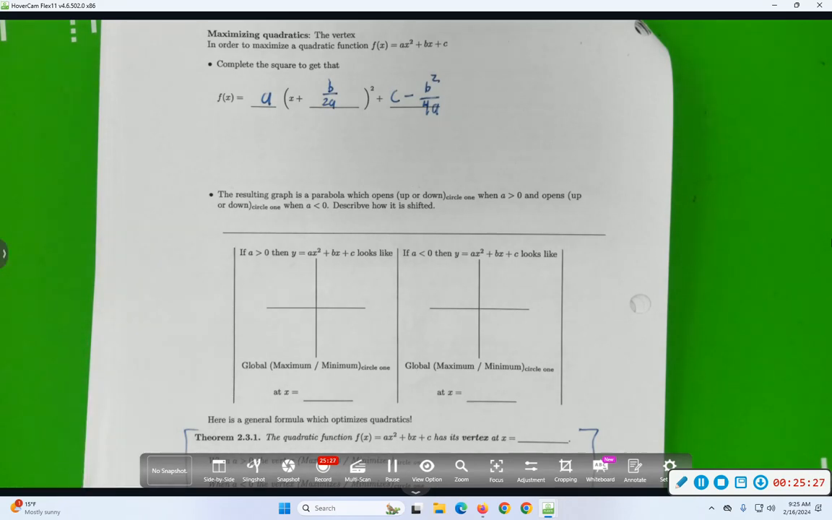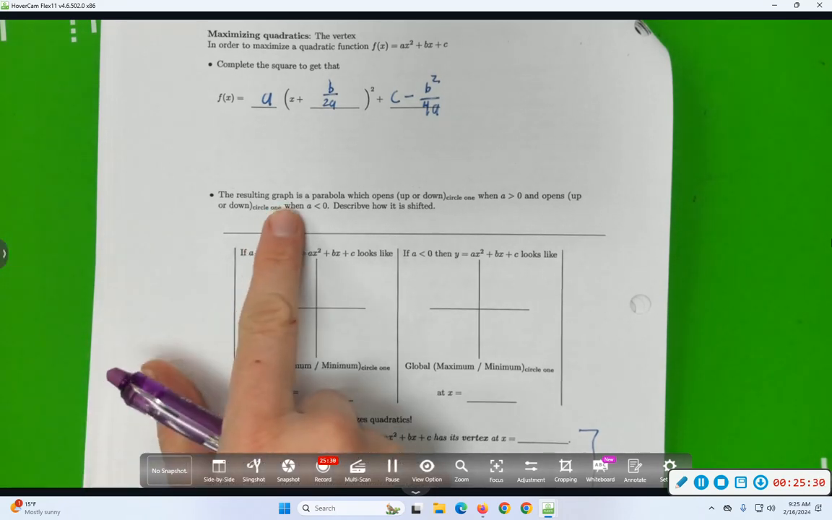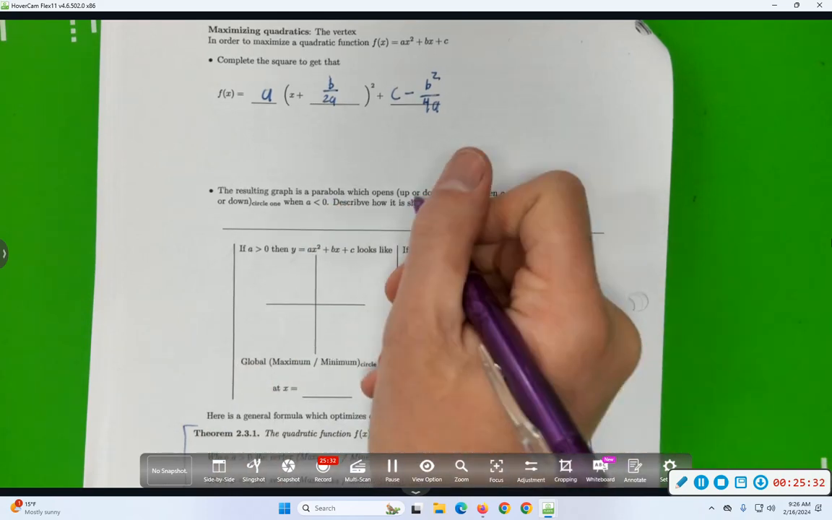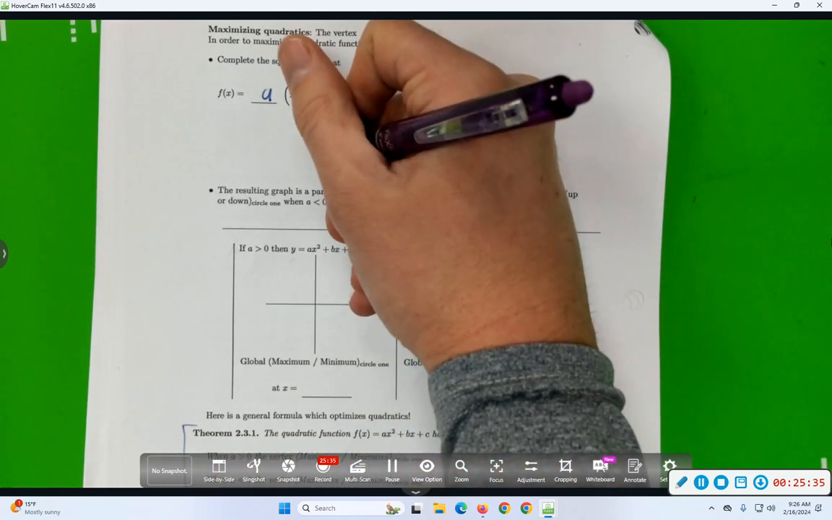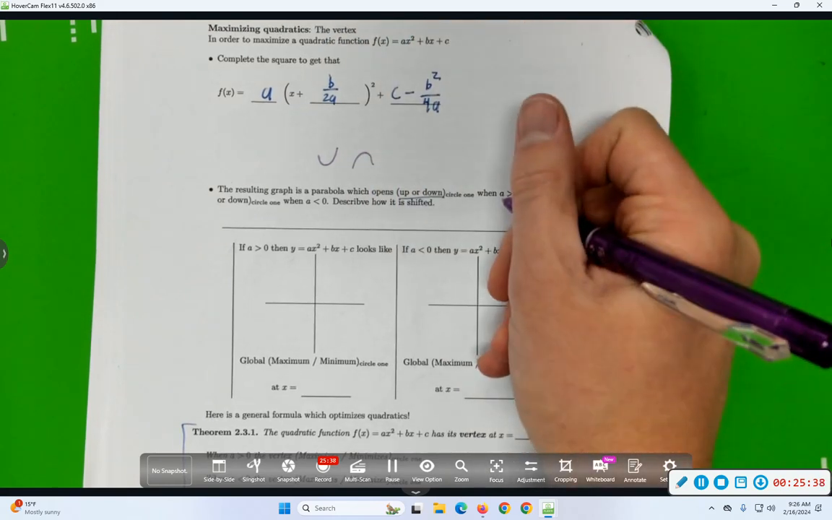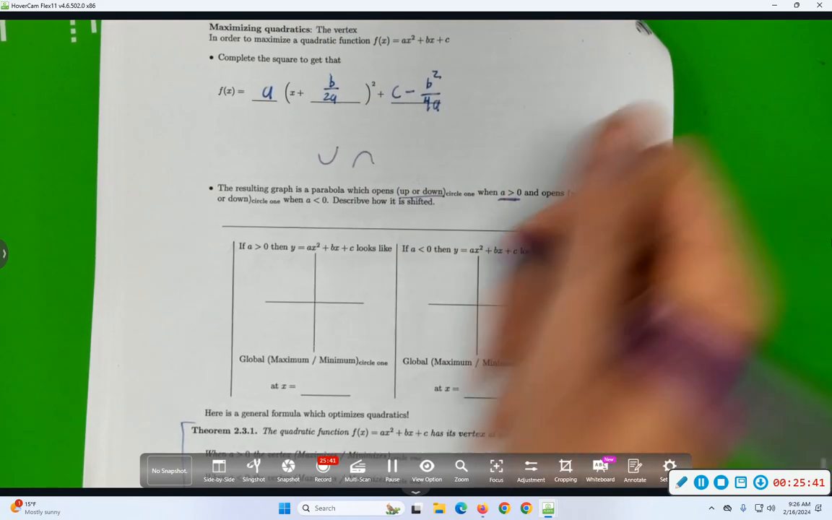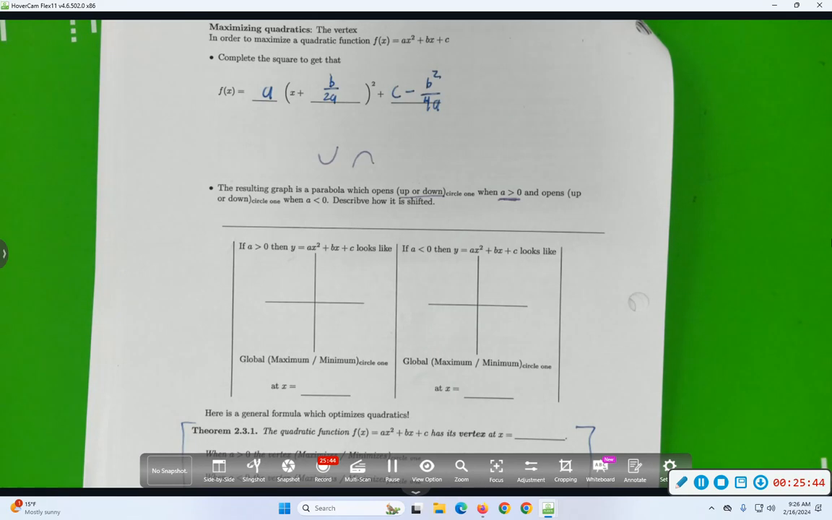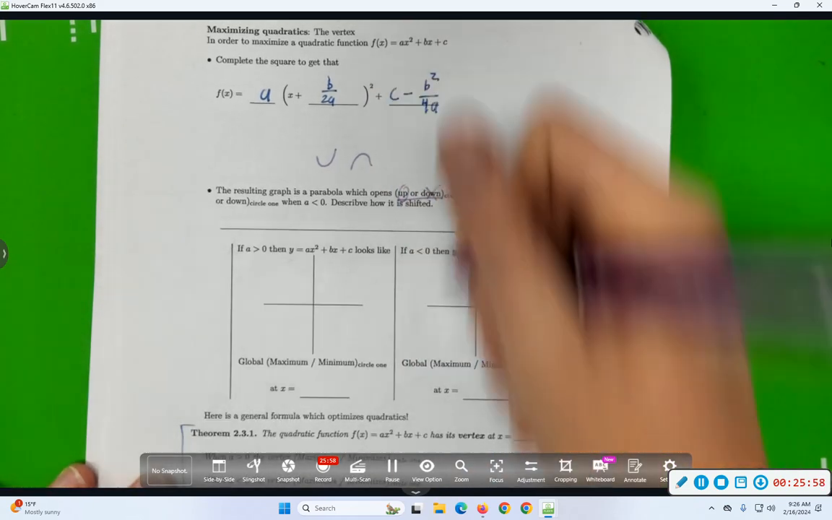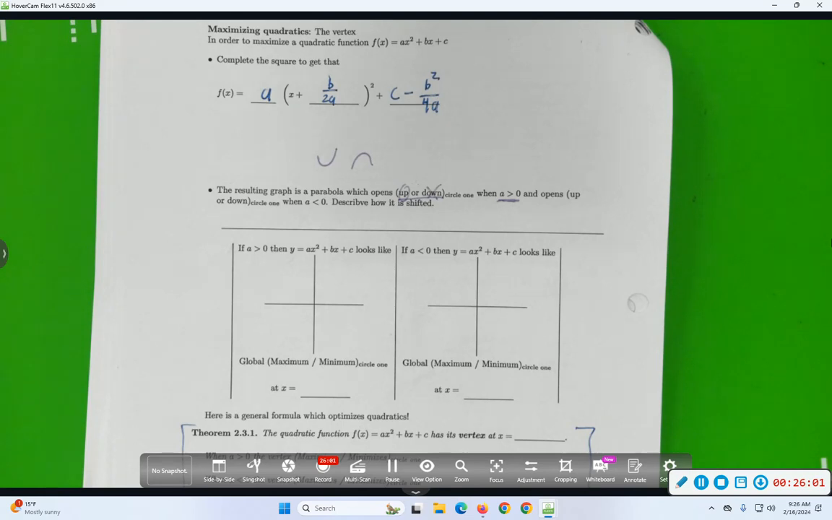Let's think about what the graph would then look like. So the resulting graph is a parabola which opens up or down. And I think the answer will depend on whether a is positive or negative. So if a is positive, tell me about the resulting parabola. Upward opening or downward opening? Upward opening, because you won't do a vertical flip. It will open up when a is positive. What if a is negative? It'll open downward, because there will be a vertical flip.